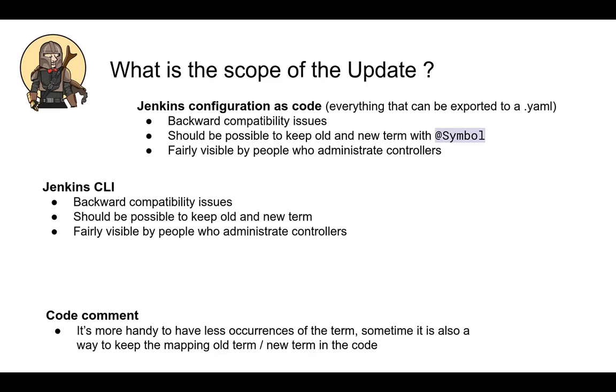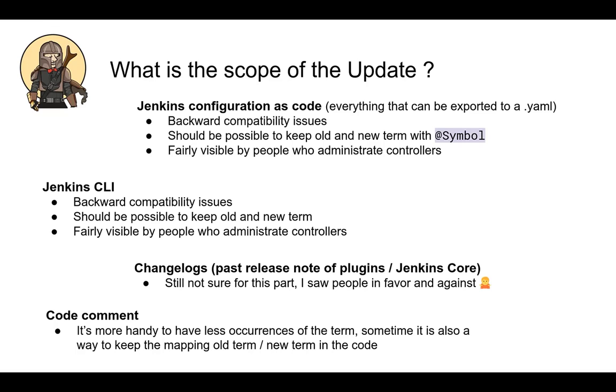For the Jenkins CLI, it's quite similar. There is maybe some Jenkins CLI with the term that we want to change. I also have in mind that maybe tomorrow there will be some other term that we want to change. I don't have any in mind right now, but it's about the overall process. It's mainly, I think, visible to people that administrate the controller. So the backward compatibility can be kept by deprecating the old CLI name and having both the new and the old name at the same time, and then after a while, removing the deprecated one.